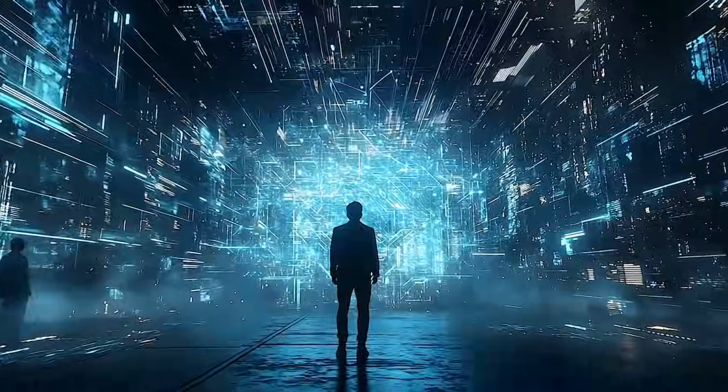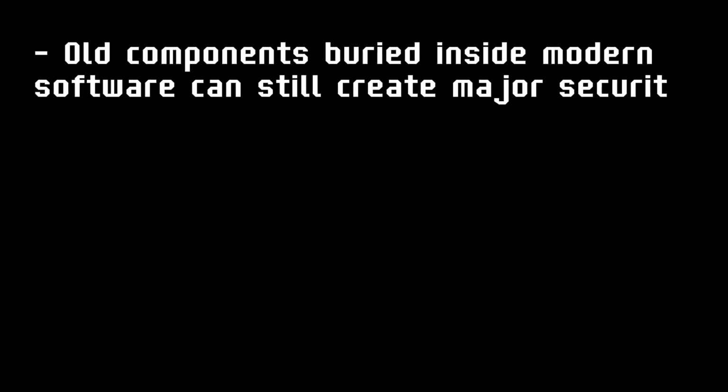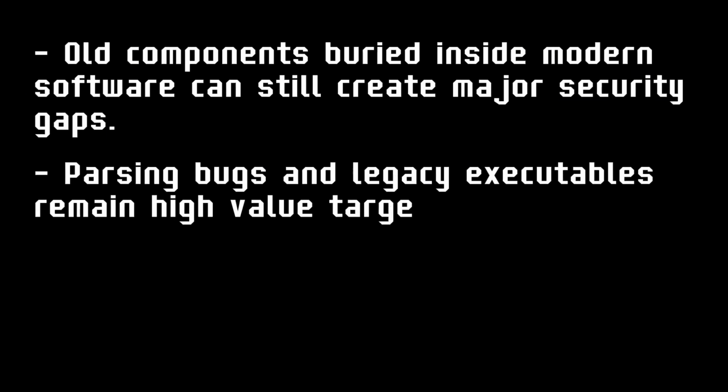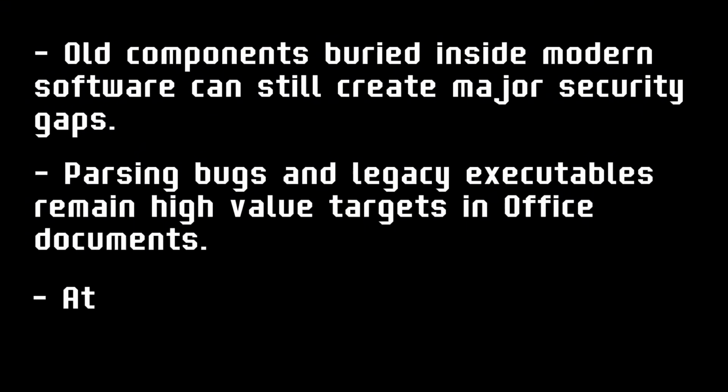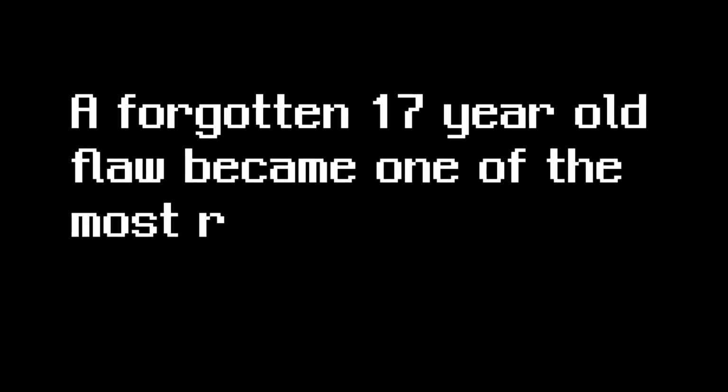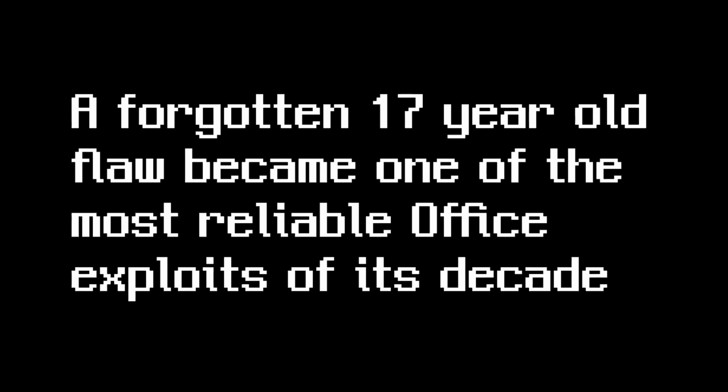CVE-2017-11882 is a reminder that old components buried inside modern software can still create major security gaps. Parsing bugs and legacy executables remain high-value targets in Office documents, and attackers rely on the fact that patching across large organizations is slow. A forgotten 17-year-old flaw became one of the most reliable Office exploits of this decade because it stayed hidden, it stayed unpatched, and it stayed a live target.